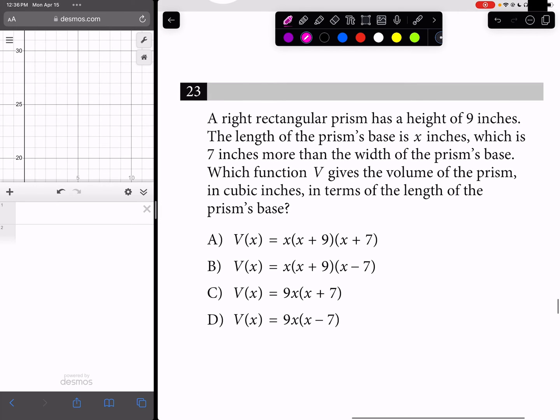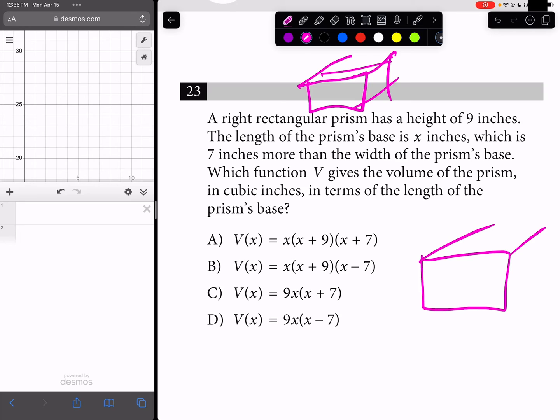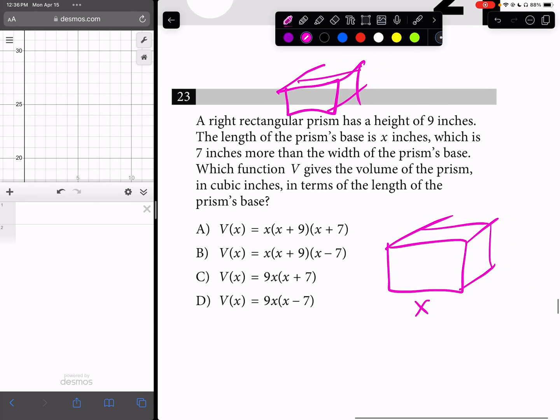Come over here, 23. The right rectangular prism, I don't even know what that is. Is that just a box? I think that's just a box. Has a height of 9 inches. The length of the prism is x. So I have this box. I know that the length is x, which is 7 more than the width of the prism's base, so the width is x minus 7.